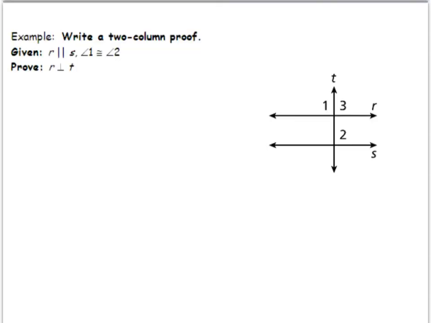It's everybody's favorite, the two-column proof, right? We have our reasons and we have our statements.